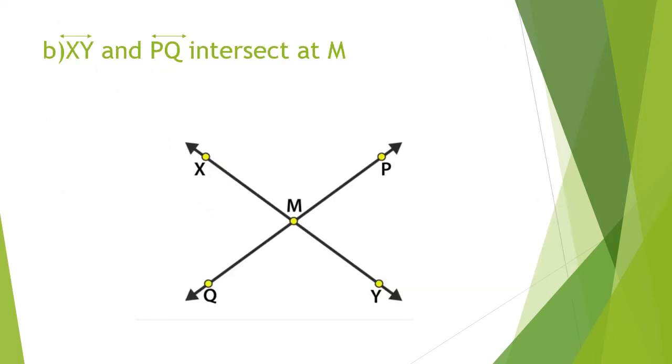Question B. Line XY and line PQ intersect at M. So line XY and line PQ are 2 intersecting lines. Their point of intersection is M.